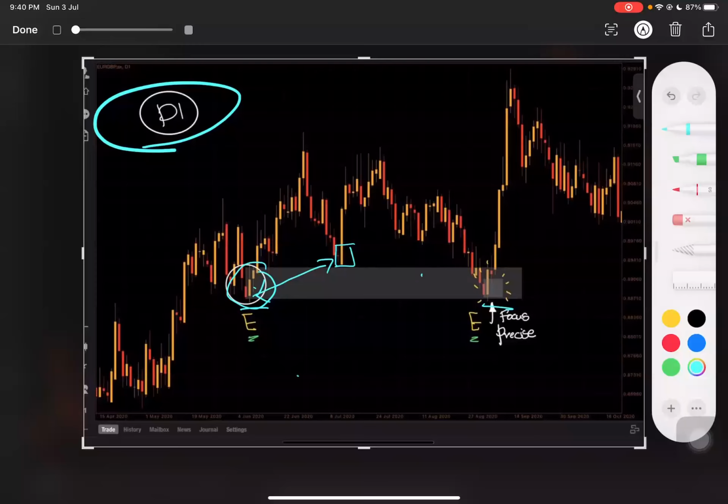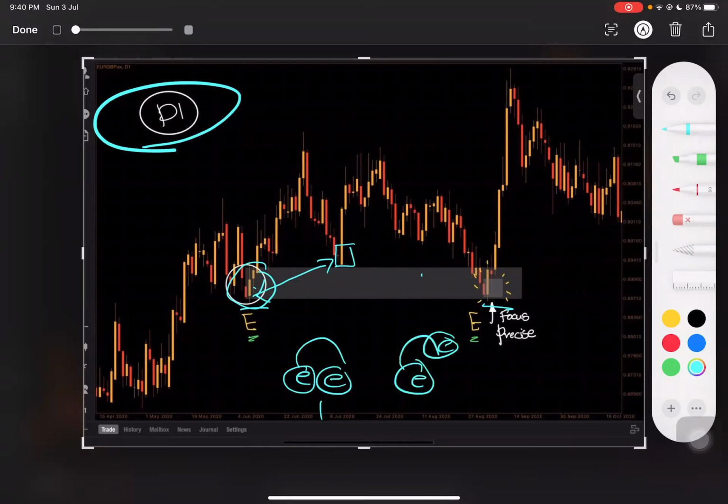As you can see here, I'm drawing my engulf to engulf. Is number 1 beautiful or is number 2 more beautiful? You tell me. Which one is perfect? Number 1 or number 2? The first one, of course. So be careful. Don't take this kind of setup. This is not your setup. Okay. All right. So that was the first one.